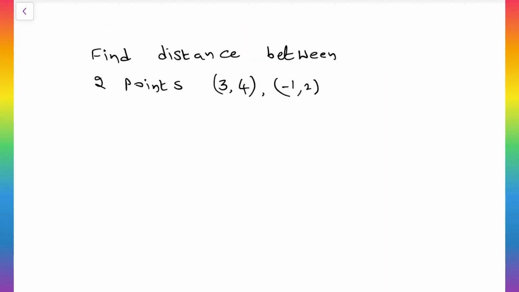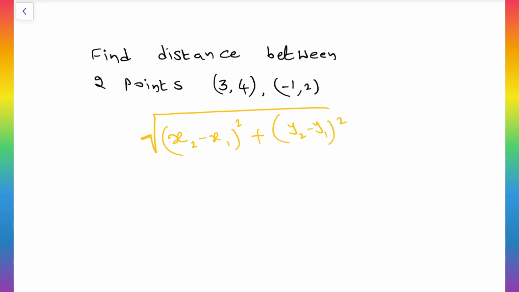Find the distance between the given 2 points 3, 4 and minus 1, 2. So, we have a formula to find the distance between any given 2 points. The formula is under root x2 minus x1 whole square plus y2 minus y1 whole square.